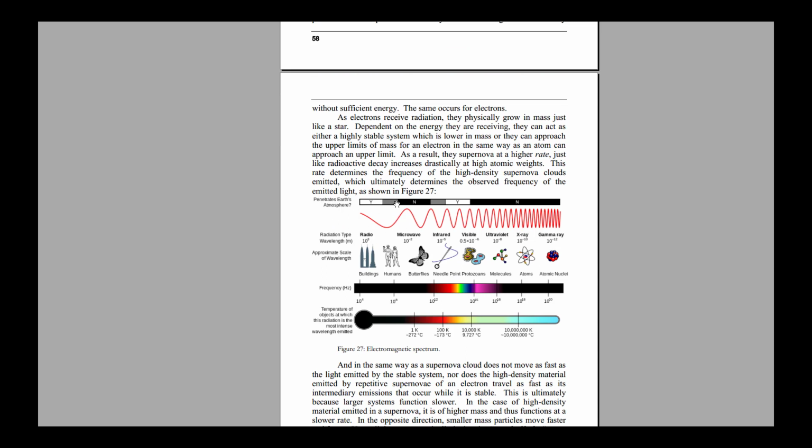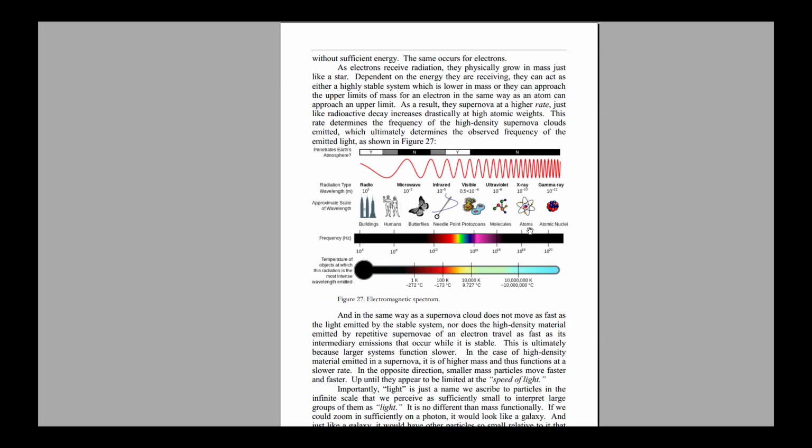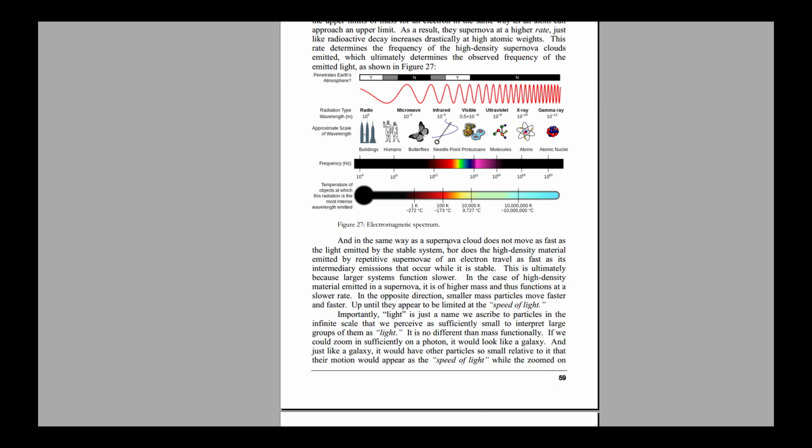So in the radio wave spectrum, the vibratory supernovae are less frequent, whereas in the higher gamma ray spectrum, they're much more frequent, which leads to, as we'll discuss, waves of a higher frequency. And in the same way as a supernova cloud does not move as fast as the light emitted by the stable system, nor does the high-density material emitted by repetitive supernovae of an electron travel as fast as its intermediary emissions that occur while it is stable.